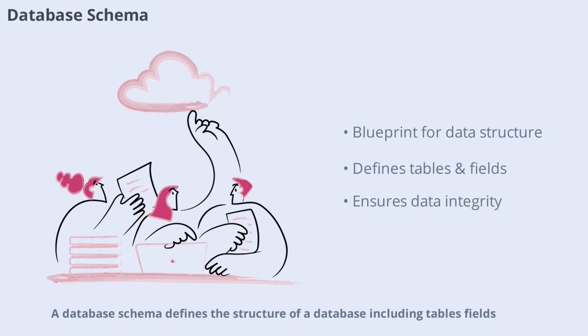Database schema defines the structure of a database, including tables, fields, relationships, and constraints. Think of it as a blueprint that guides how data is organized and accessed. The schema ensures consistency and integrity, making it easier to manage and update the database as requirements change. Designing a good schema is crucial for database performance and scalability.